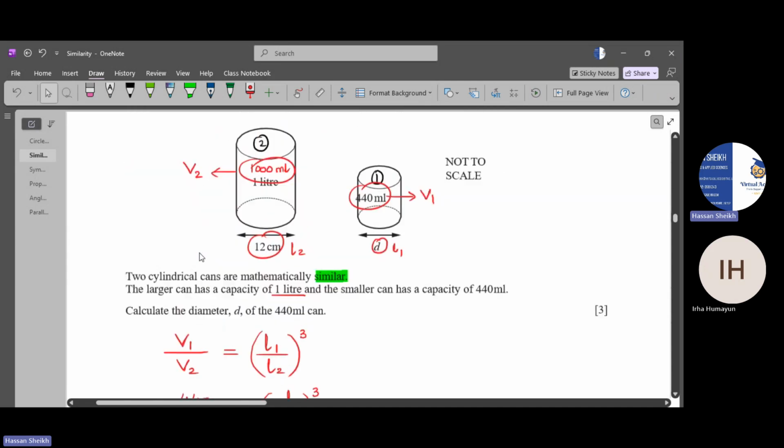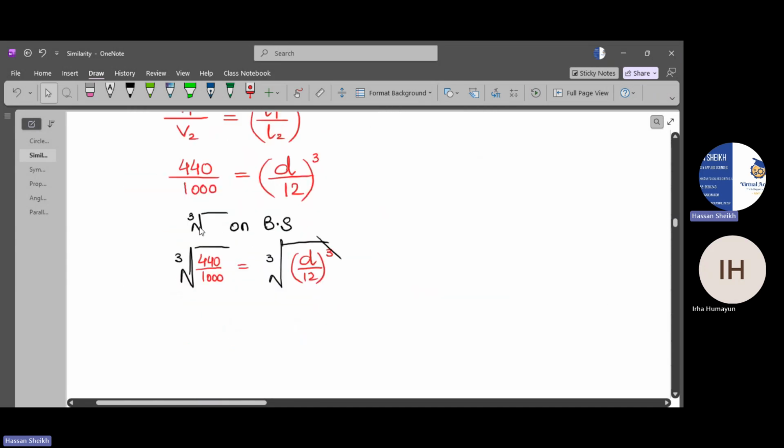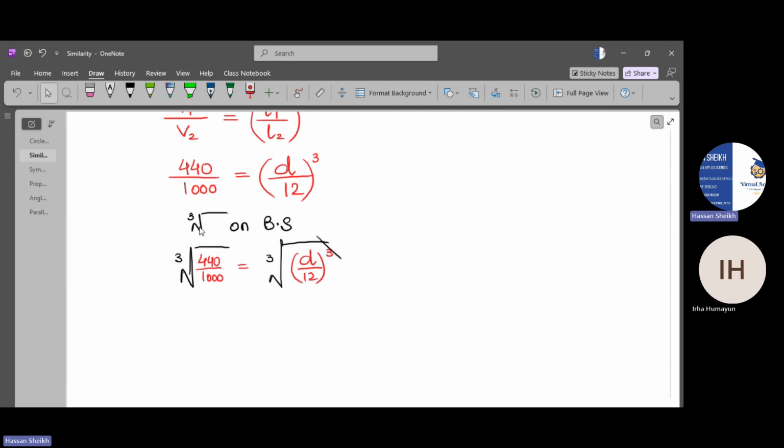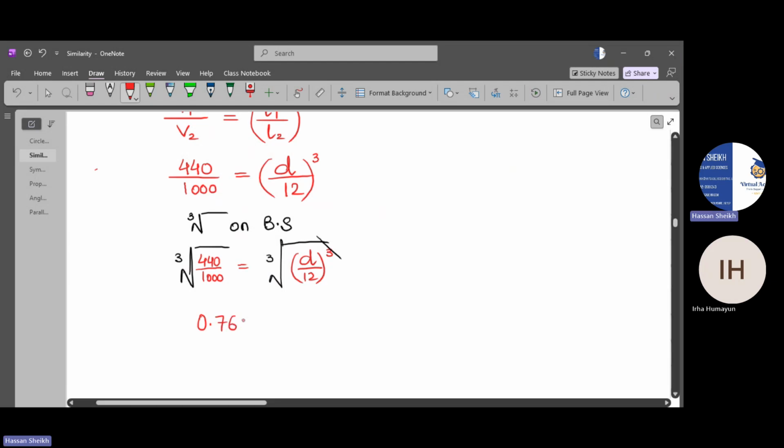Now with the calculator, we need to find the cube root of 440 over 1000. Press the fraction button, put 440 in the numerator and 1000 in the denominator, and first take the cube root. I'm getting 0.7605. Are you getting the same? Yes, sir. Keep that value on the calculator screen. Do not remove it. Do not do all clear.